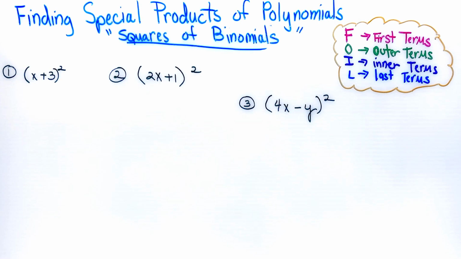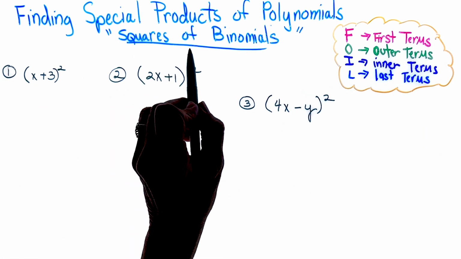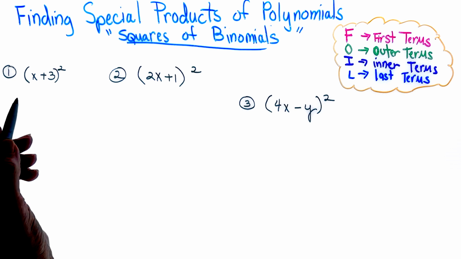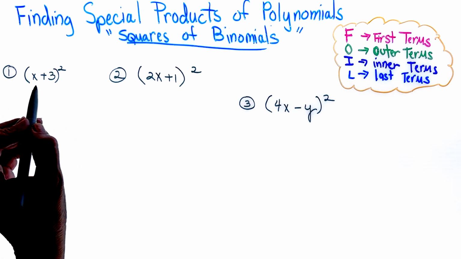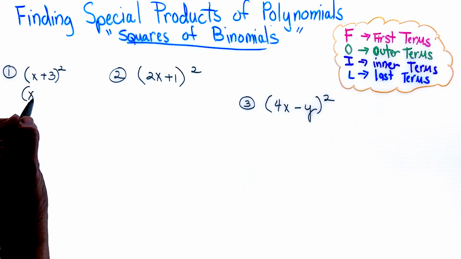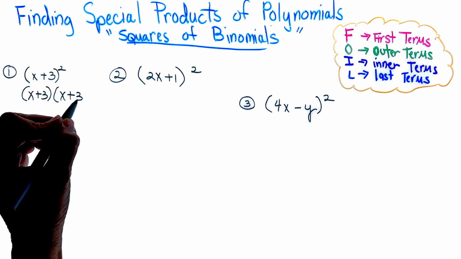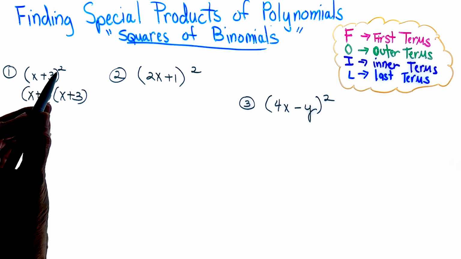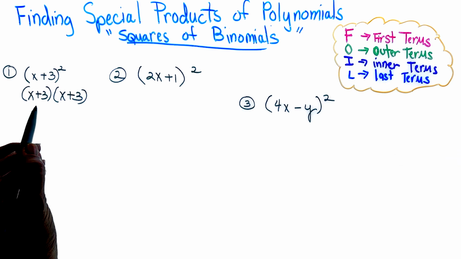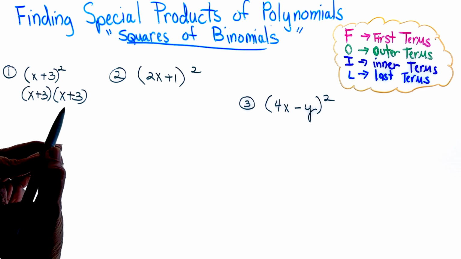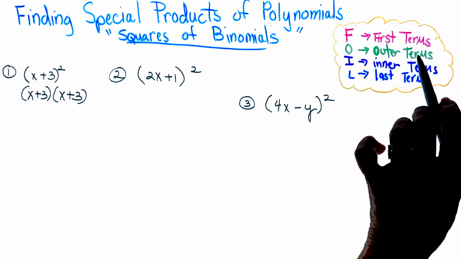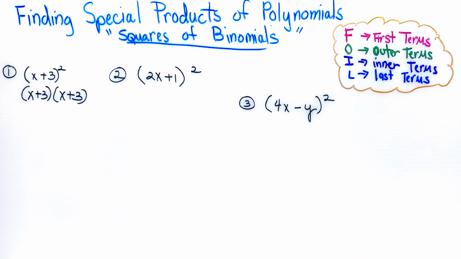For this lesson, we will be finding special products of polynomials, also called squares of binomials, because when we write this out, we actually have two identical factors. So x plus 3 squared means x plus 3 times x plus 3.